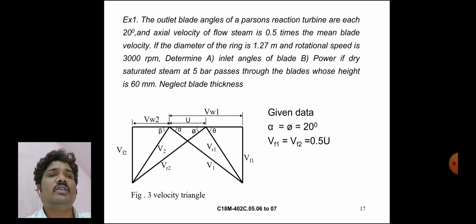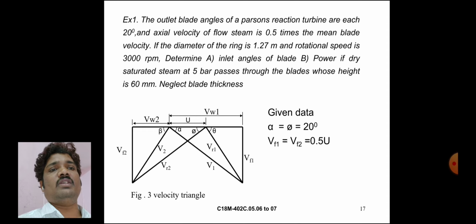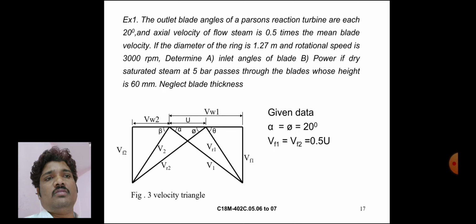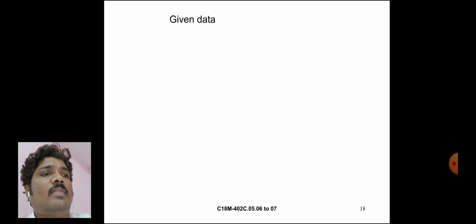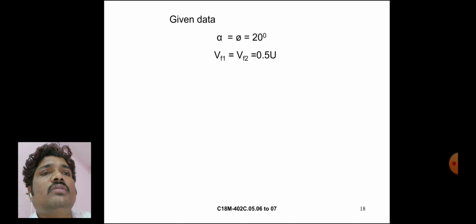Given data: alpha is the inlet nozzle angle, phi is the outlet blade angle, equal to 20 degree. Vf1 equals Vf2 is 0.5 u.